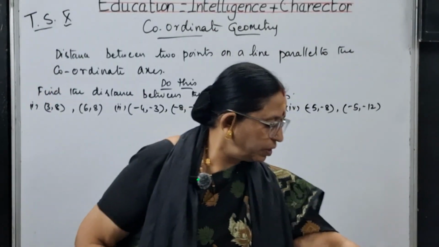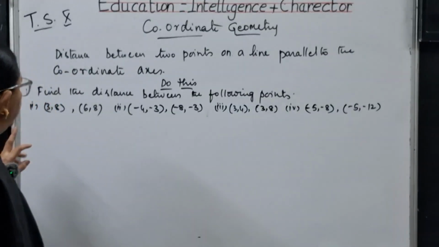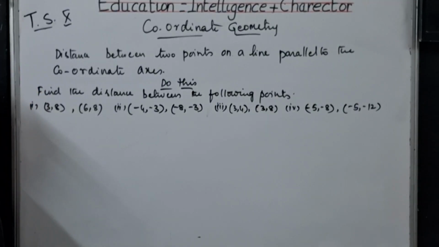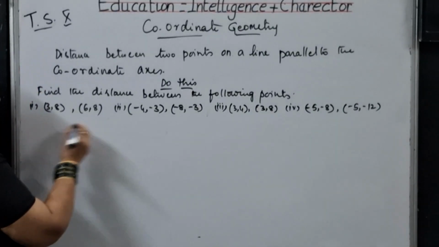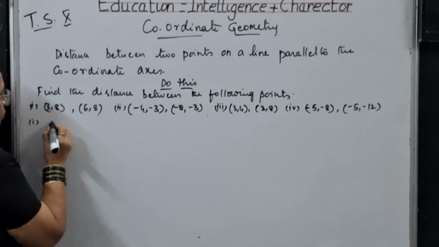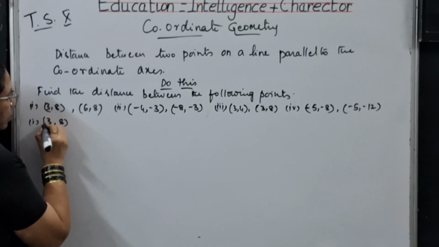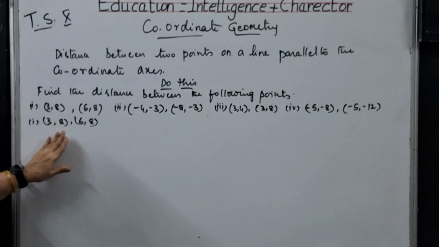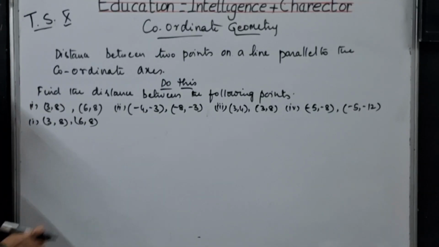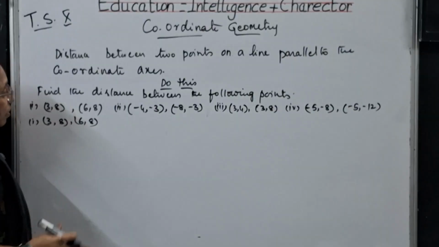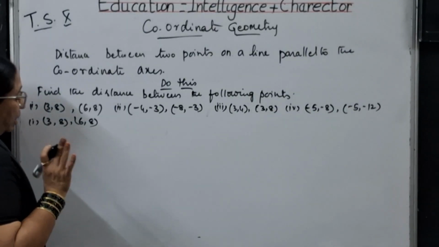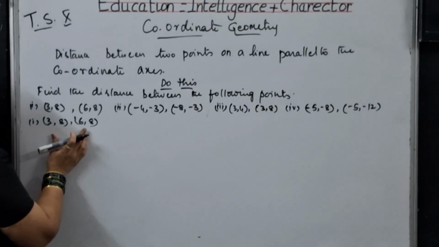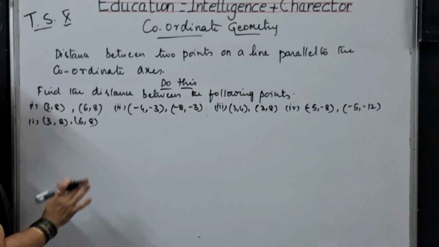Now do this sum, children. Here they have given, find the distance between the following points. So 4 bits are there. One by one I will do. First one, 3 comma 8, 6 comma 8. These pairs are giving one clear cut idea that the y coordinate is the same. That means they lie parallel to the x axis.